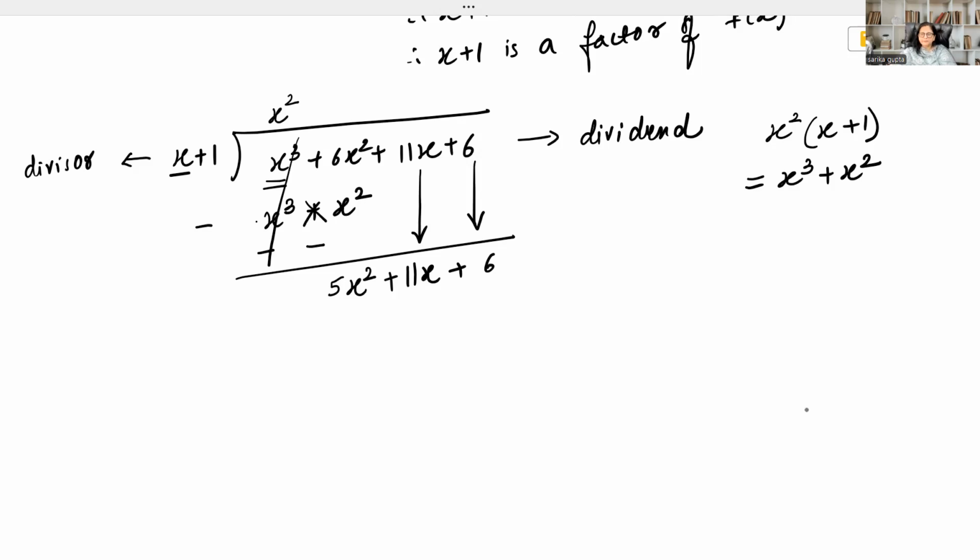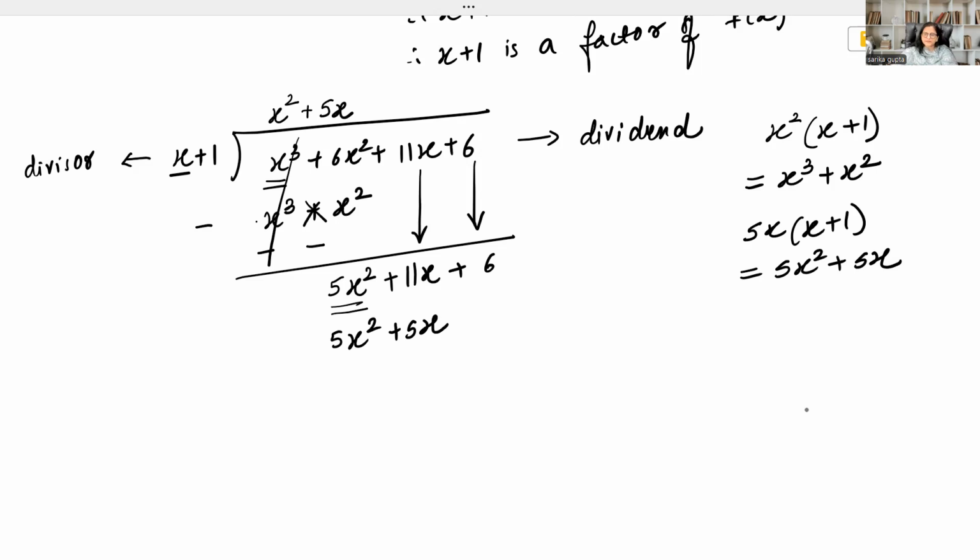Now again, we will pay attention to the first term of the divisor and the first term of the dividend, which now is plus 5x square. Again, determine the term which has to be used in the quotient to be multiplied with x to give you the answer 5x square. That term is plus 5x now. So plus 5x will multiply the entire divisor and the answer would be 5x square plus 5x.